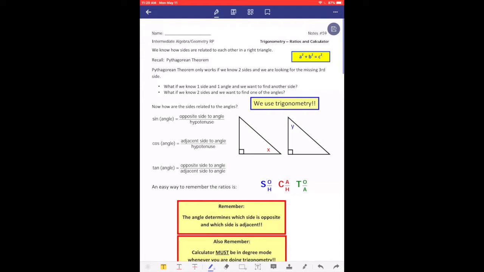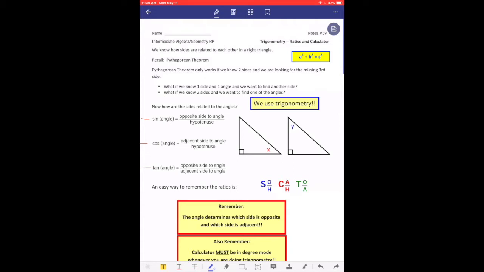But what if we know one side and one angle and we want to find another side? Or what if we know two sides and we want to find one of the missing angles? We use trigonometry. So now we have to ask ourselves, how are the sides related to the angles? Well, listed below, it says sine, cosine, and tangent. These are going to be our trigonometry functions that we will use to find either the missing side or the missing angle.